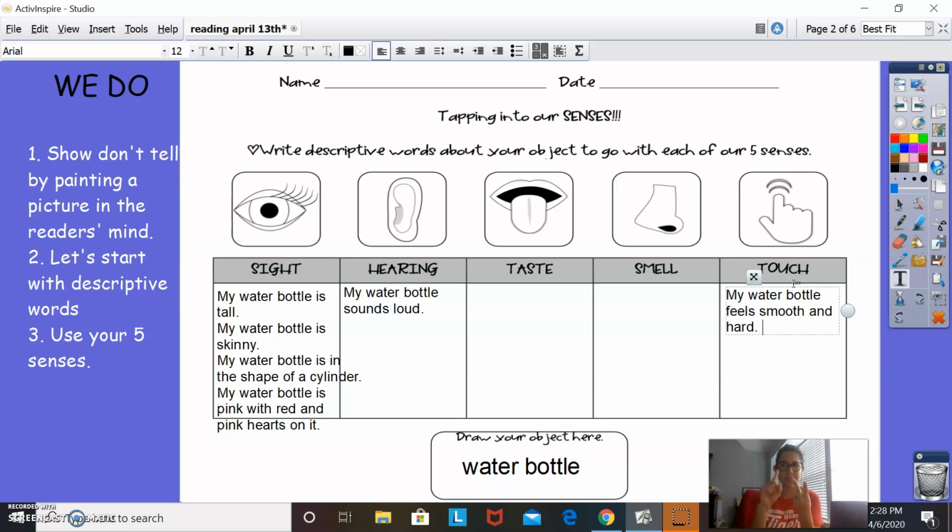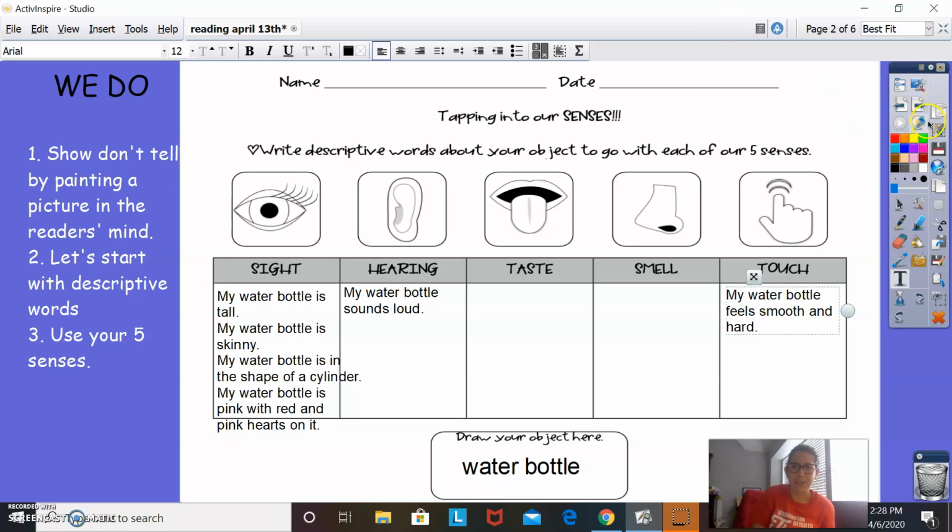It's tall, skinny, in the shape of a cylinder. It's pink with red and pink hearts on it. It sounds loud, and it feels smooth and hard. Can you see that? You see the hearts on it? You might be able to see the hearts on it. So, it's going to be your turn.